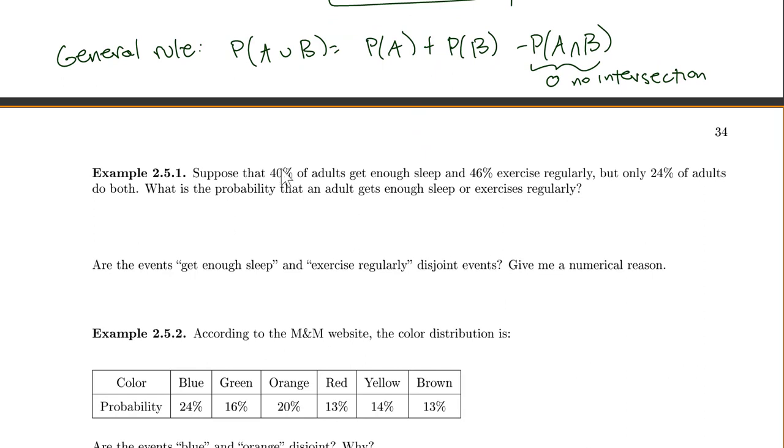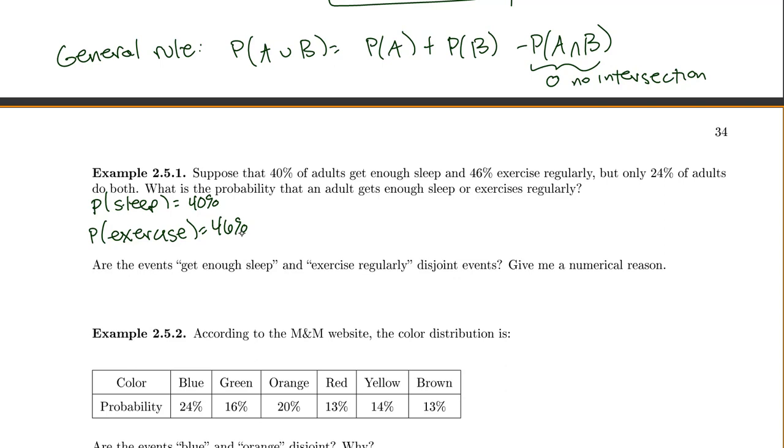So let's practice. Suppose that 40% of adults get enough sleep and 46% exercise regularly, but only 24% of adults do both. What's the probability that an adult gets enough sleep or exercises regularly? I always go through any problems and write down what they give me. So probability of sleep equals 40%. Probability of exercise equals 46%.